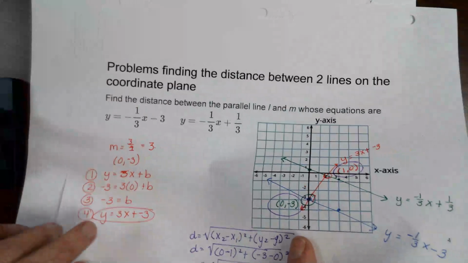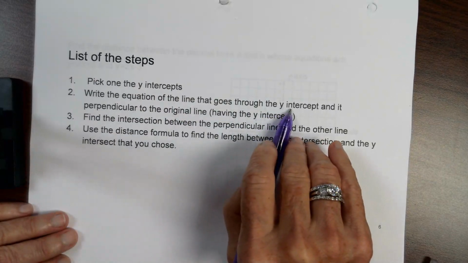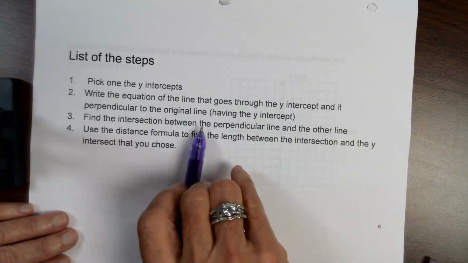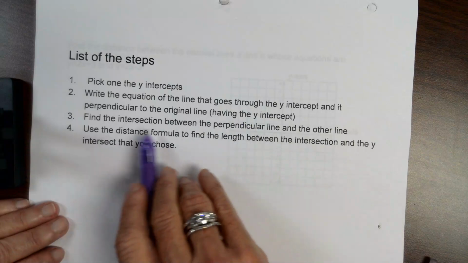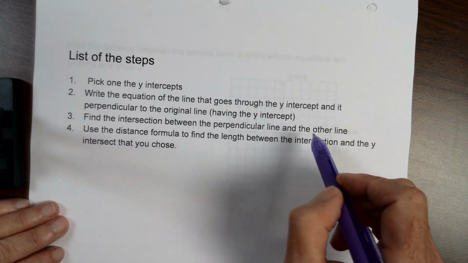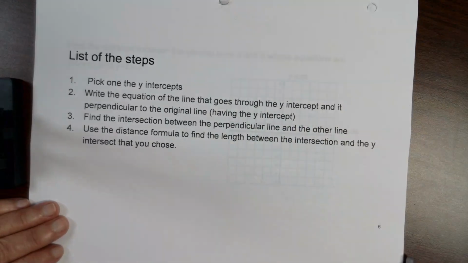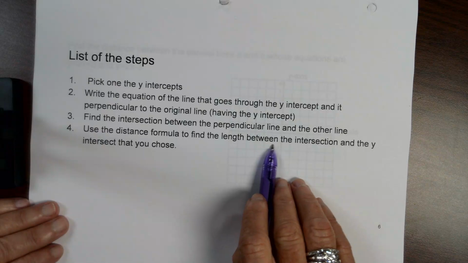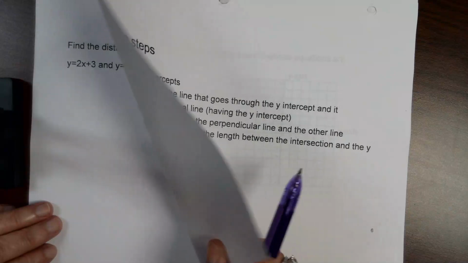Alright, so I actually wrote the steps out for you. Pick one of the y-intercepts, write the equation of the line that goes through the y-intercept and is perpendicular to the original line, the one having the y-intercept. Find the intersection between the perpendicular line and the other line and use the distance formula to find the distance between the intersection and the y-intercept you chose. Okay, we're going to do another one, working through the steps just like we did before.